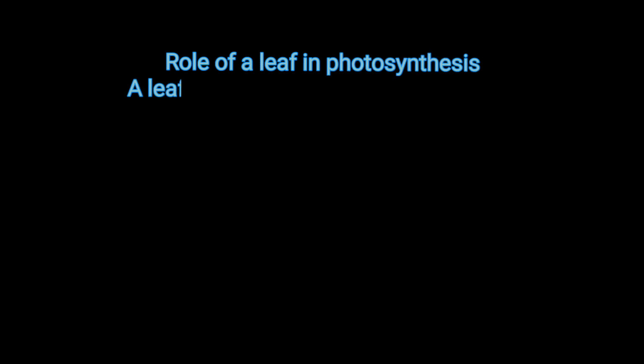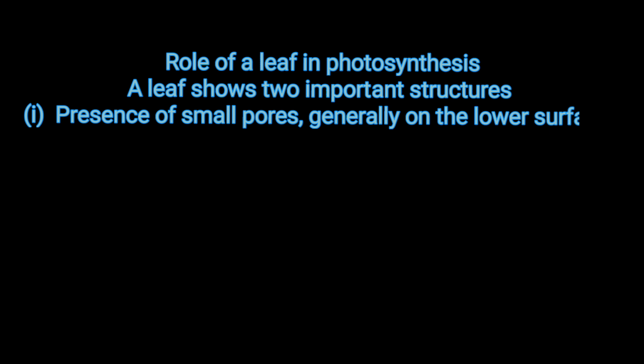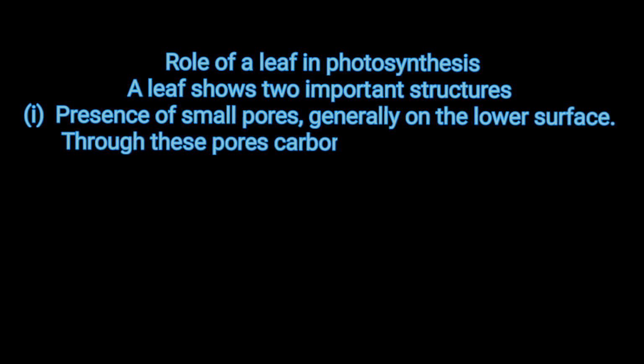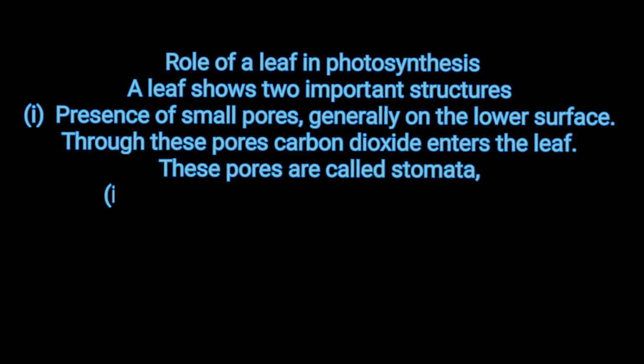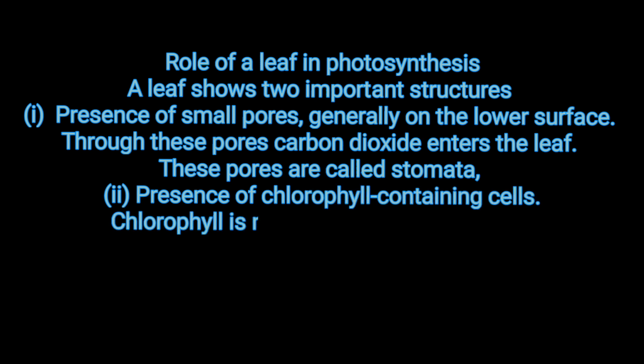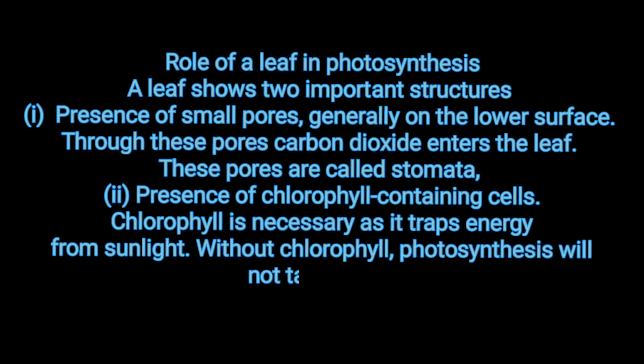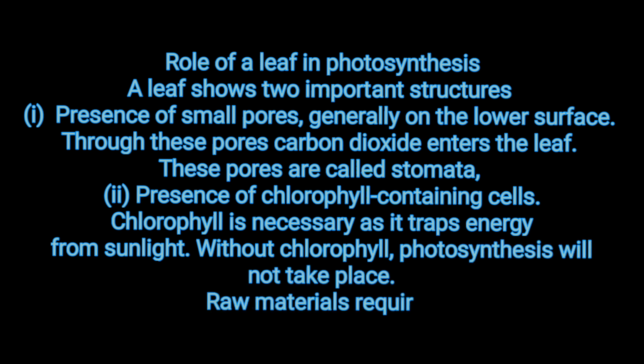Then the role of the leaf in photosynthesis. There are two main important structures with the help of which leaves play an important role in carrying out the process of photosynthesis. On the surface of the leaf, mostly on the lower surface, there are so many pores present. Through these pores, carbon dioxide present in the atmosphere enters. The name given to this pore is stomata. So stomata are present on the surface of the leaf, mostly on the lower surface.